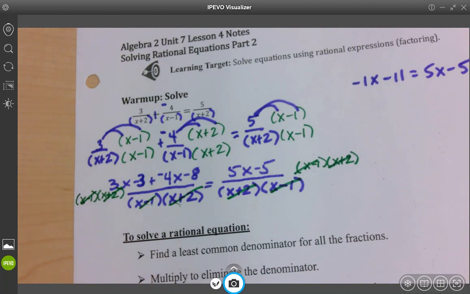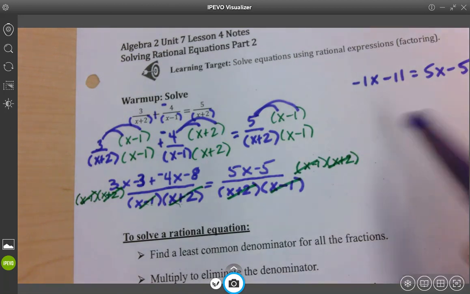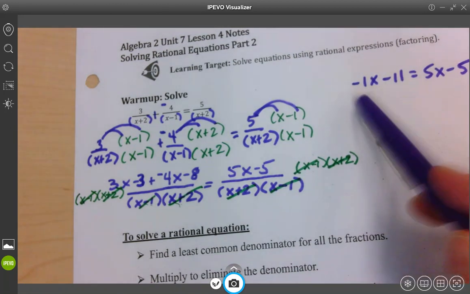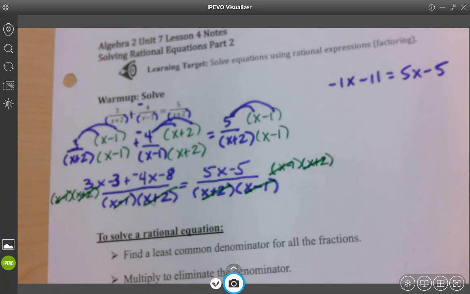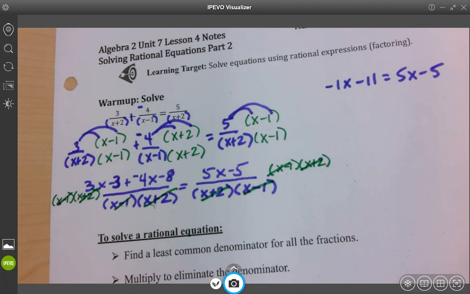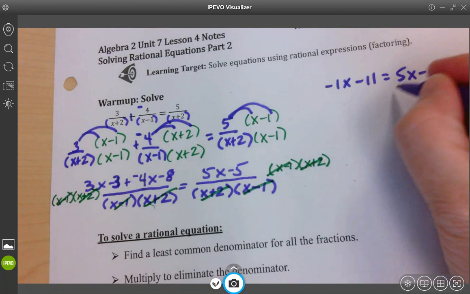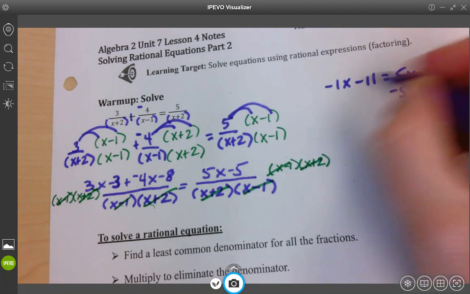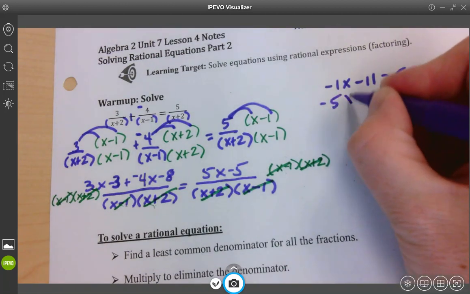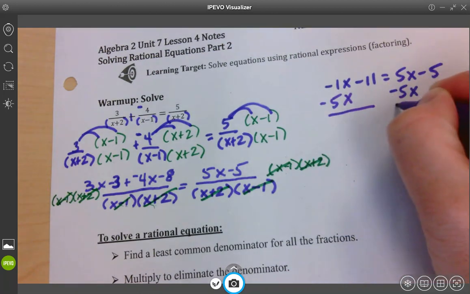Next, I like to get my x's to one side, so I have two choices. I could add 1x to both sides or subtract 5x from both sides, and they both work. What do you guys want to do? Subtract? Yeah. If you want to add, go ahead and do it, because we should get the same answer.